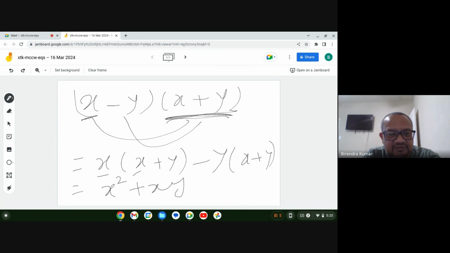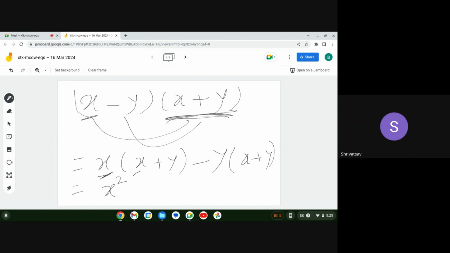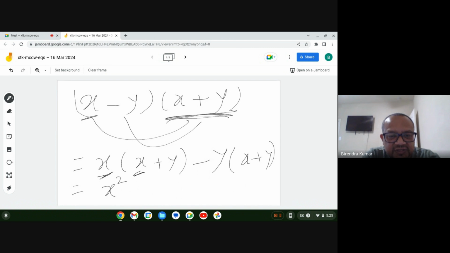Okay, now let's do it one more time. Here I'm just breaking this bracket. I take the first value x multiplied by this. That becomes x squared. Now I have a plus sign, so I'll write a plus sign. x into y, xy. Then this bracket is done. Now I'm going to the other one.